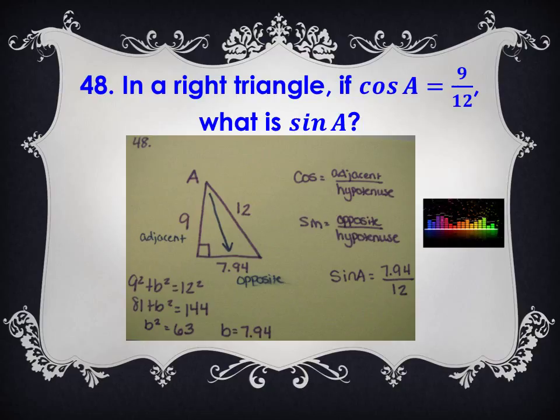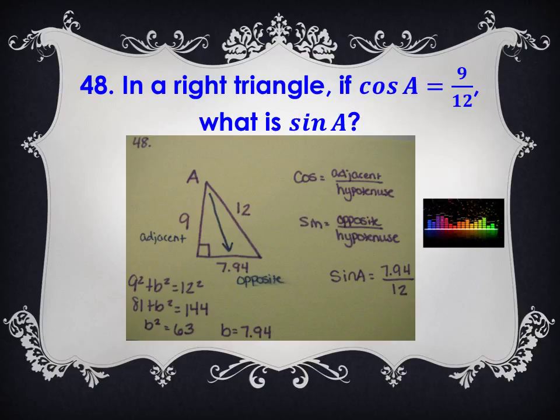Label one of your angles that is not your right angle A, and then cosine is adjacent over hypotenuse. So label 9 for the side that's adjacent or next to A, and then 12 for your hypotenuse. Then we are asked to find sine of A.